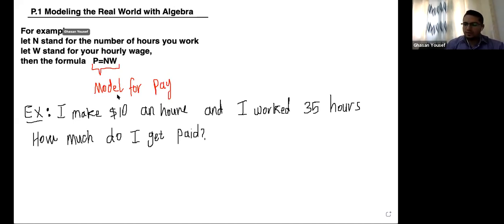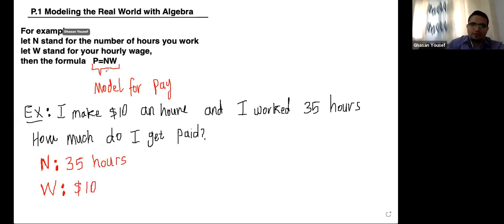So in general, this is my real life. The manager gave me $10 per hour, and I work 35 hours. Right now I'm going to change the numbers to letters, to change it to algebra. So I can set my n as the number of hours, 35 hours. And what is my W? It is $10.